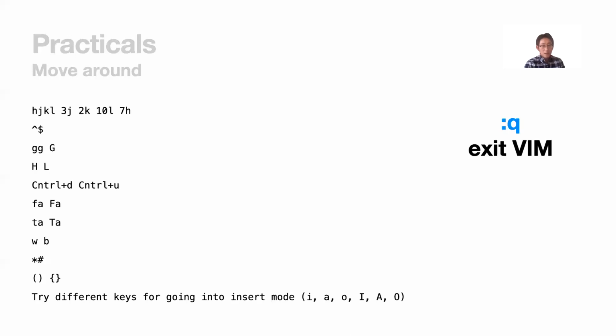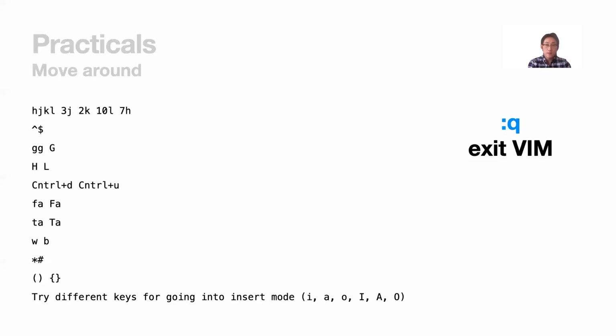And W and B, W for word, it moves in the forward direction by a word, and B, backward direction by a word. And there's star and sharp. If you be on a Boston, I'm not sure whether you remember the thing, click on star, it will take you to the next Boston. Be on New York and click on sharp, it will take you to the previous New York in the document. Yes? And you can try parentheses and curly brackets as well. So try them. Just to bear in mind, we didn't do anything about insert mode, but there are different keys that can take you to the insert mode.